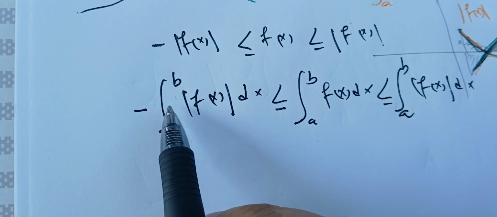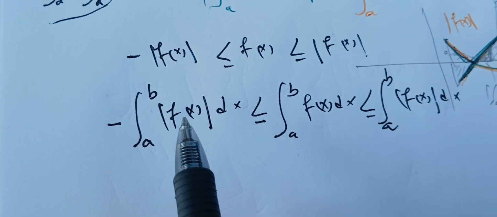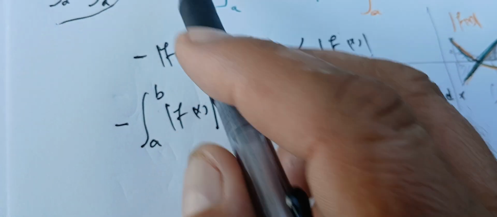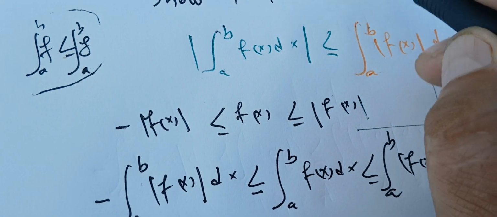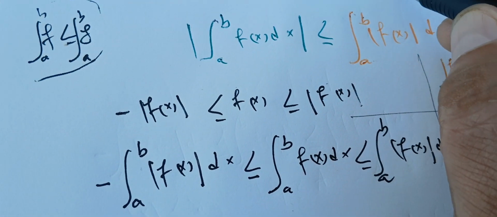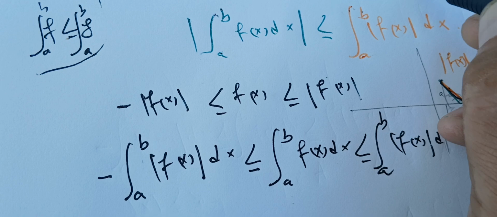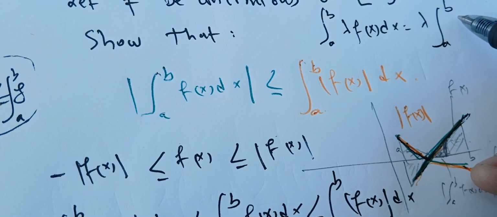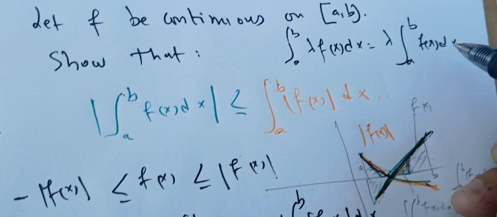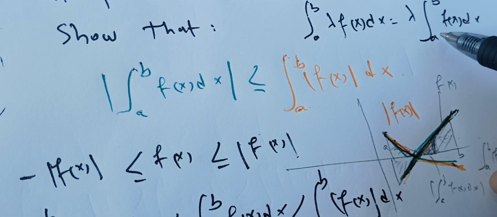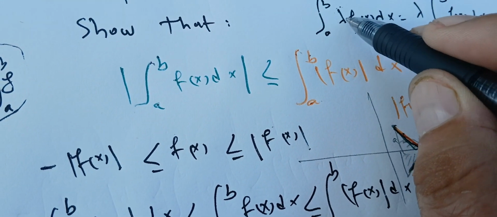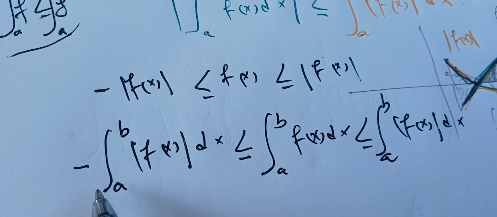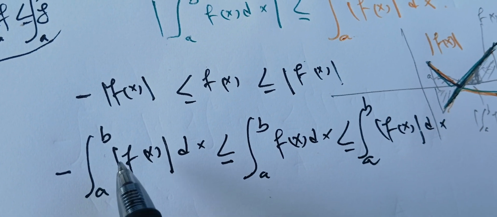I had to take the minus outside because I can use the fact that the integral between a and b of lambda f of x dx is lambda times the integral. If I take this lambda to be minus 1, I can take it outside. This is what I use here, if you are interested in more explanations.